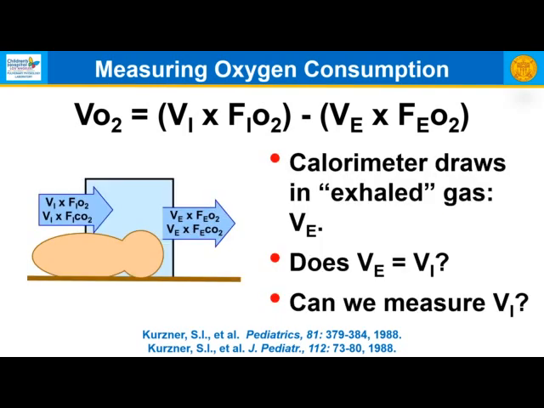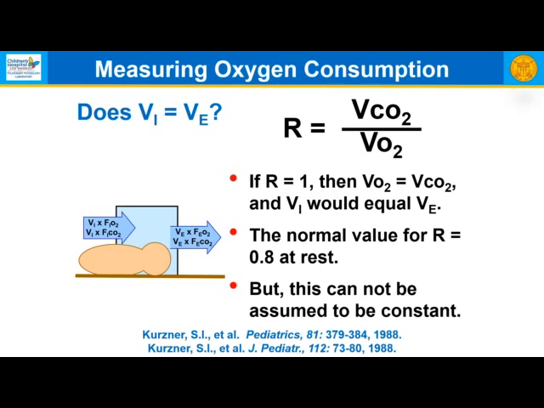The calorimeter draws in exhaled gas, that is, it draws it in to analyze. We don't know inspired ventilation. Does minute ventilation equal exhaled minute ventilation equal inspired minute ventilation? And can we measure inspired ventilation? We need it for this equation, right? It turns out that we can use or think about R. So R is the ratio of CO2 production divided by O2 consumption. If R was 1, then O2 consumption would equal CO2 production and inspiratory volume would equal expiratory volume. However, the normal value for R is about 0.8 at rest. Thus, this cannot be assumed to be a constant.